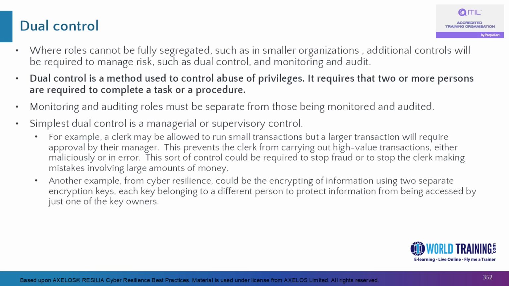Another example from cyber resilience could be encrypting information using two separate encryption keys, each key belonging to a different person, to protect information from being accessed by just one of the key owners. So dual control is a slight modification of the separation of duties, in which the roles are not separated, but an associated task is done by two different people depending on the situation.